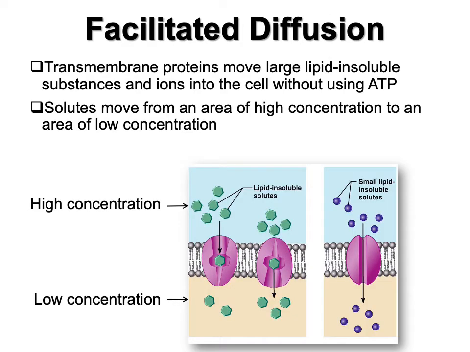Facilitated diffusion. Facilitated diffusion helps to move large lipid-insoluble substances such as glucose, amino acids, and ions into the cell through a transport protein in the cell's membrane. As with simple diffusion, these solutes move through a transport protein from an area of high concentration to an area of low concentration without requiring any energy.